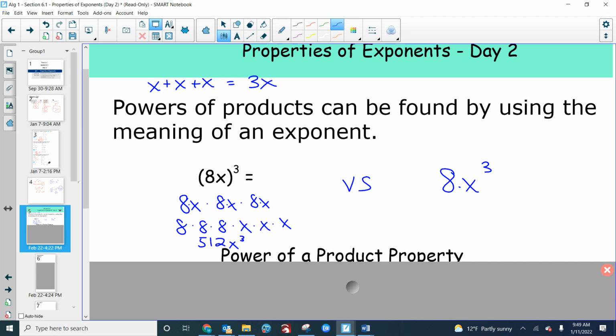Is this good as it is, or can I write something else in simpler form? Or are you not sure? It's okay to say I'm not sure. I think it's good. That one's good as is, okay? X to the third power is just x to the third power. It's done. Times 8. Can I combine those terms? No. So it's done. 8x to the third power is not the same as 8x to the third power. That is 8x times 8x times 8x. Okay? Does that make sense? All right.